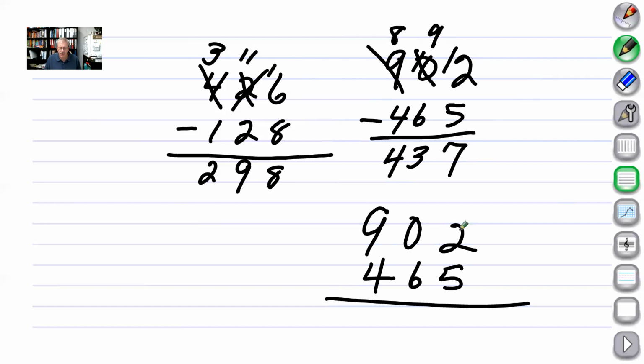Okay, I have to subtract 5 from the 2, and I can't do it, right? So I don't borrow from the 0. I borrow from 90. And 1 less than 90 is 89, and now I put my 1 here. Much quicker. I don't have to do borrow, borrow, borrow. I just borrow once from 90, and I got a 7. And 6 from 9, let's cross that off. 6 from 9 is 3, and 4 from 8 is 4. And bang, I've got the answer, 437.